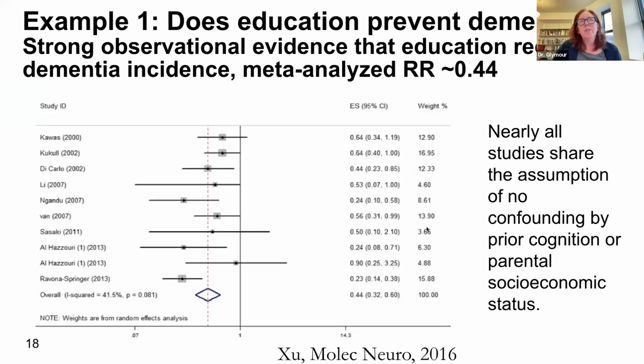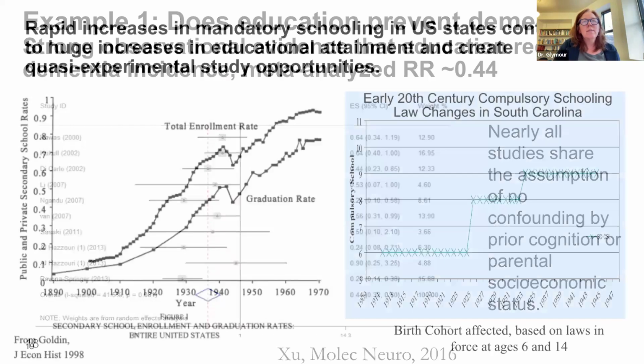The first example focuses on the question of whether educational attainment prevents dementia or delays the onset of dementia. I will say there is a lot of observational evidence suggesting that education reduces dementia, that people with more education have lower dementia incidence. This is a picture from one of several meta-analyses suggesting that high education roughly cuts dementia incidence in half. Nearly all of these studies share the assumption of no confounding by prior cognition or parental socioeconomic status. It's very hard to believe that access to education is not related to prior cognition or parental socioeconomic status. So I was very skeptical of these results.